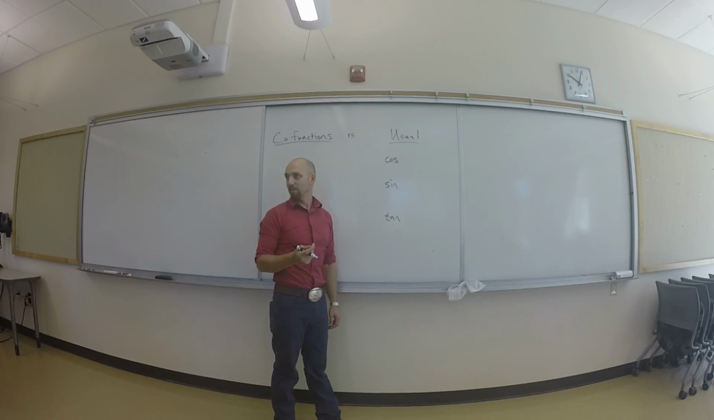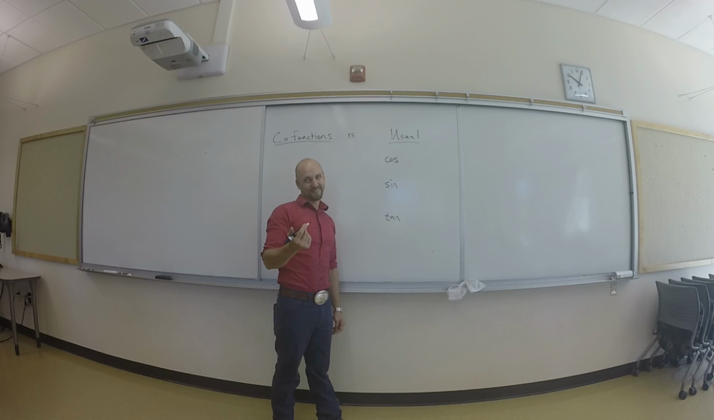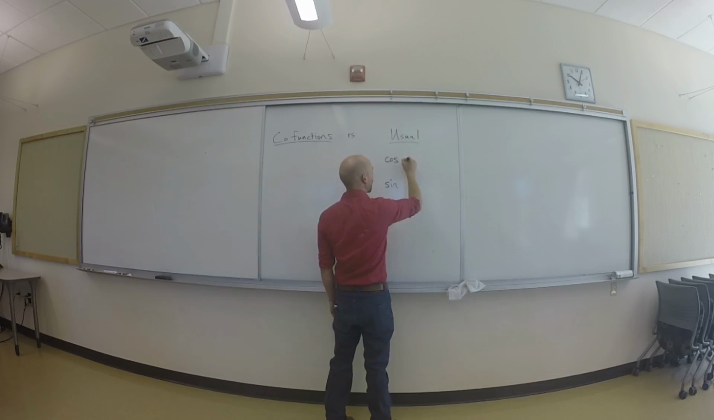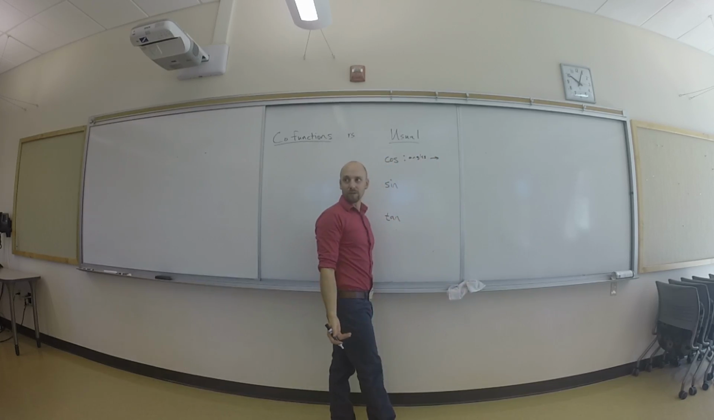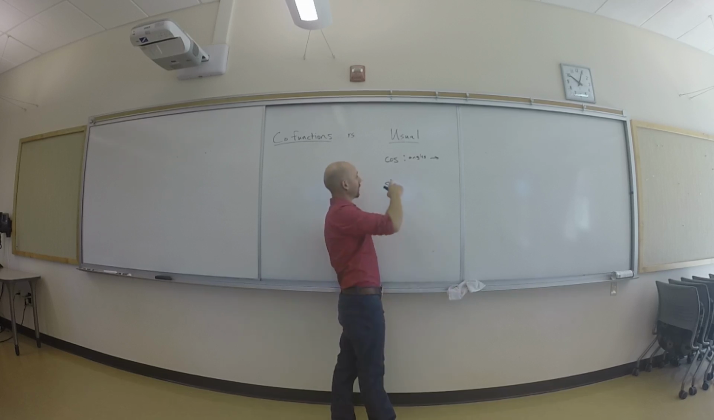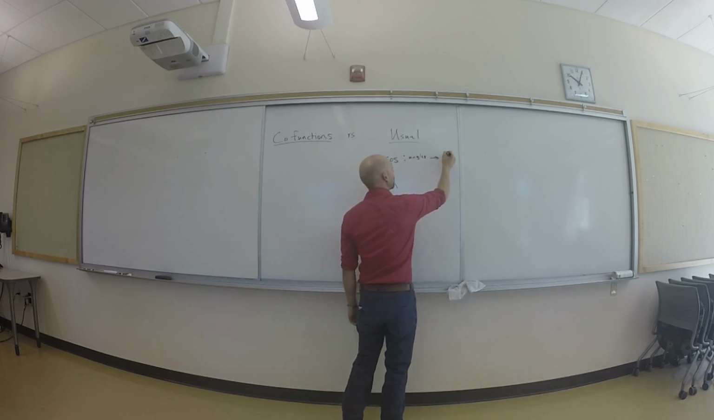All three of these take what to what? They take what as inputs? Angles, right? So all three of these map angles to ratios of sides. Specifically, cosine takes angles to the what? Adjacent over the hypotenuse, right?